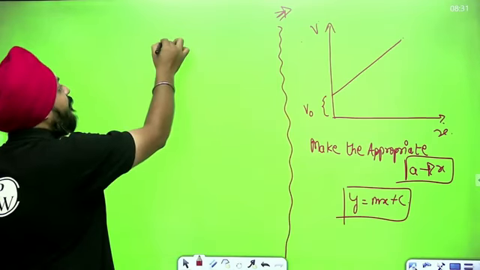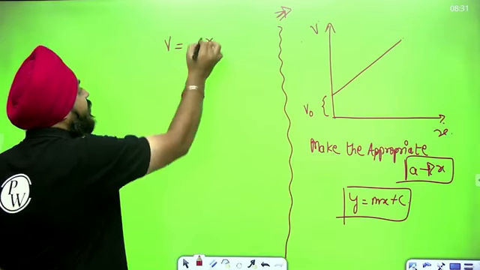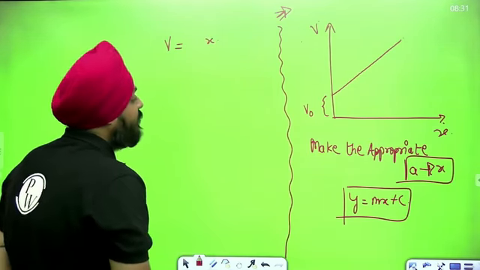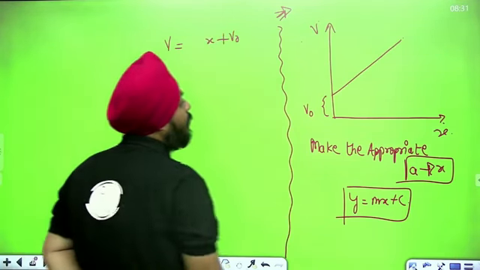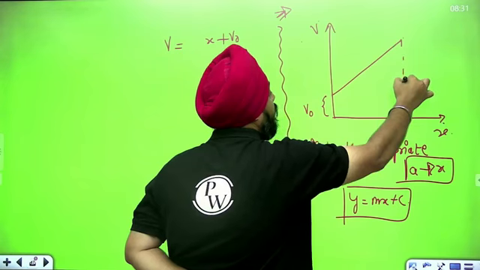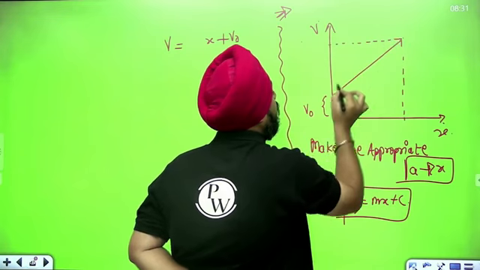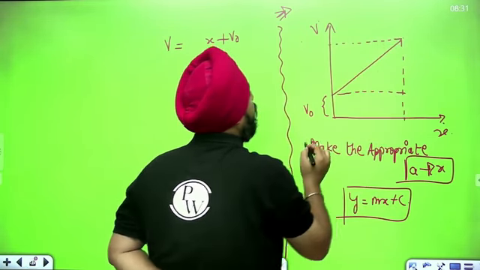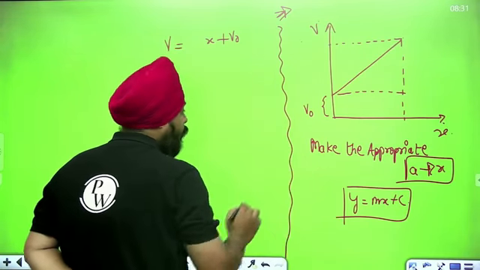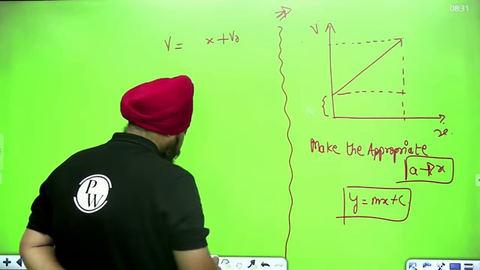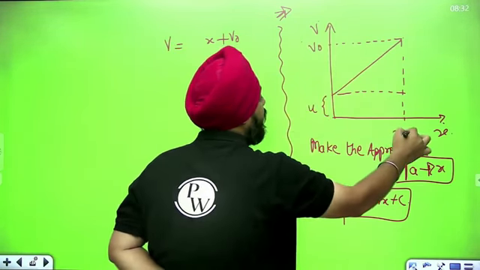On the y-axis we are having the physical quantity velocity. On the x-axis we are having the physical quantity x. Intercept is v0. What about the slope? Okay, let's change one value. Let's have the intercept as u. This will be v0 and this will be x0.